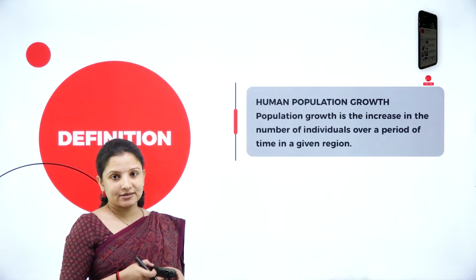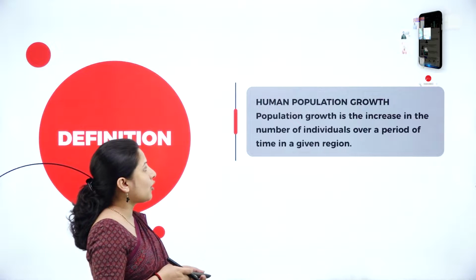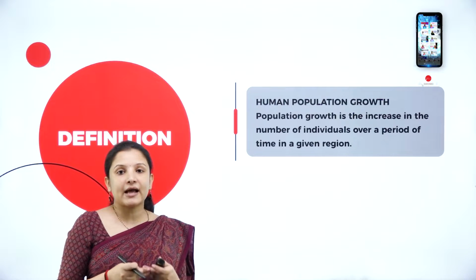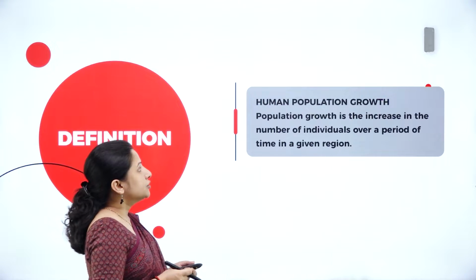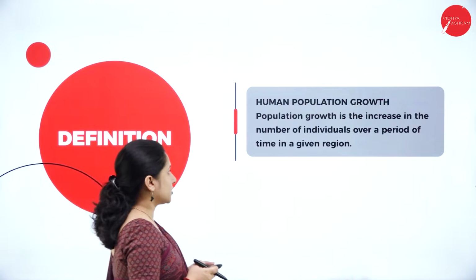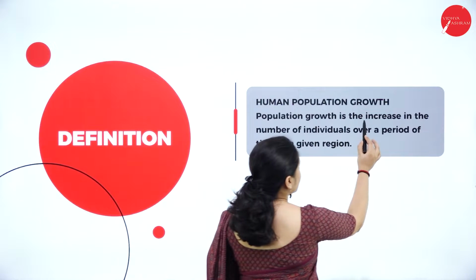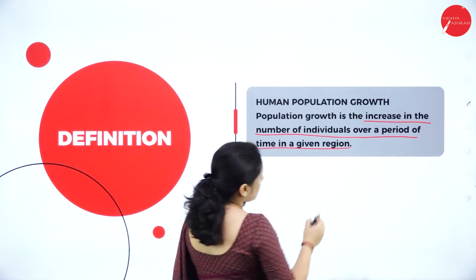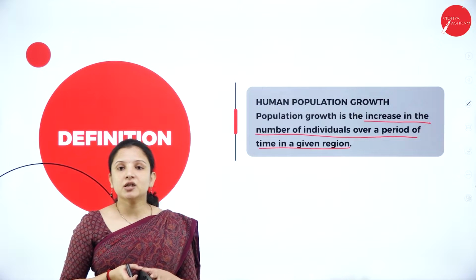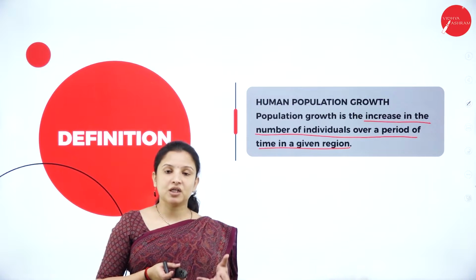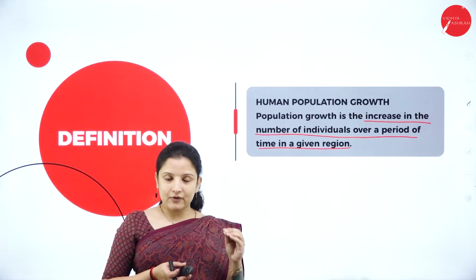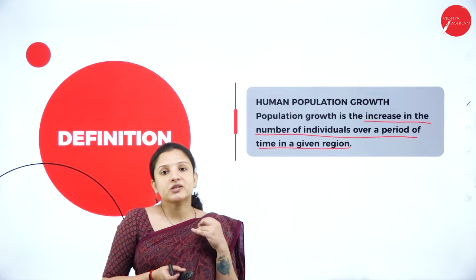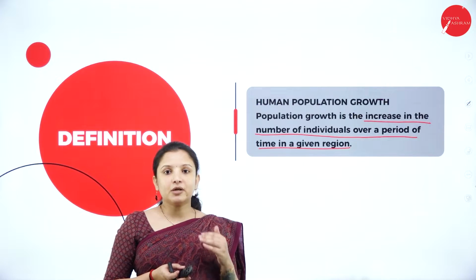So talking about the session, let us learn about human population growth and how this human population growth affects different aspects of the environment. So what is human population growth? Population growth is the increase in the number of individuals over a period of time in a given region. Say, for example, every year a census is conducted of a particular region. First year, what the population number was, next year how much it has increased. That is nothing but population growth.